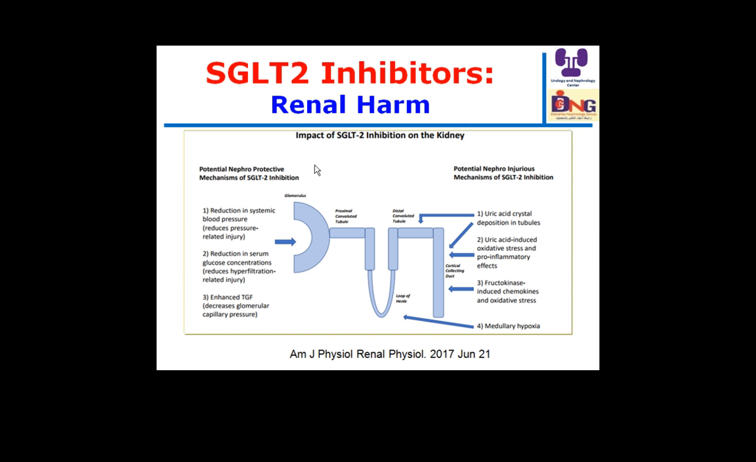Why is there kidney dysfunction and kidney harm? It may be due to uric acid crystals, because one of the actions of the sodium glucose cotransporter 2 inhibitor is to increase the uricosuric effect, or uric acid-induced oxidative stress and pro-inflammatory effects, or fructokinase-induced chemokines and oxidative stress, or medullary hypoxia. All these factors may be related to the acute kidney injury induced by sodium glucose cotransporter 2 inhibitors.